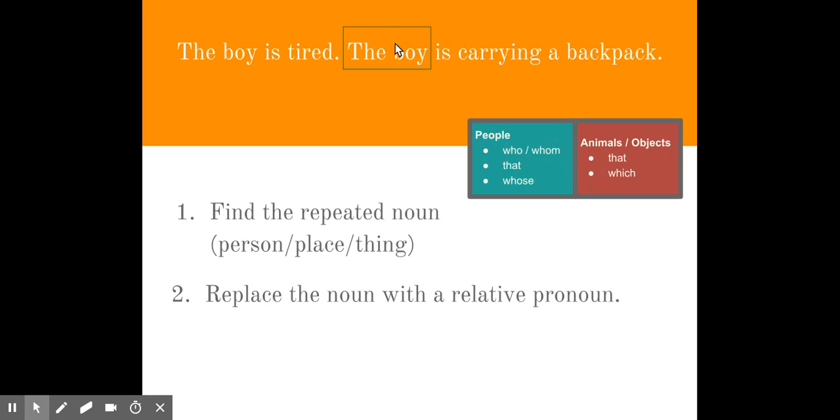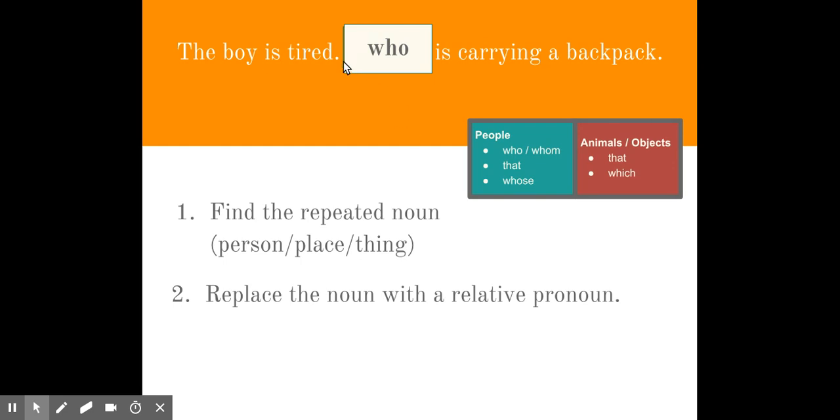And is it his, he is carrying a backpack? Right? This is not possessive. So we can't use whose. So it must be who or that. And both of these are okay. Right. I'm going to use who. The boy is tired, who is carrying a backpack.